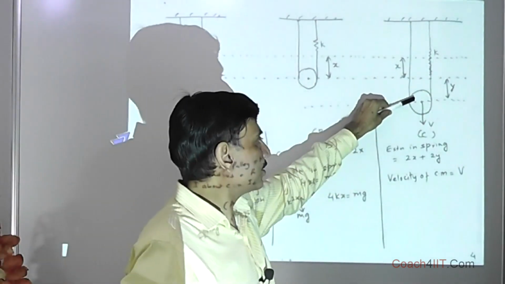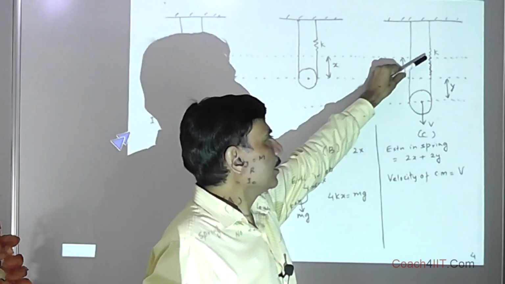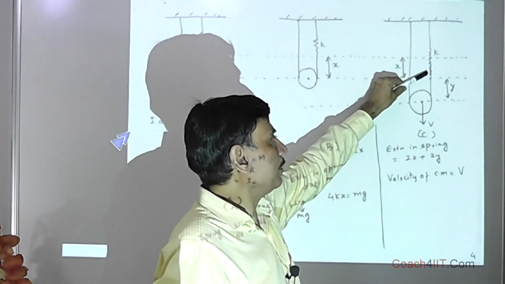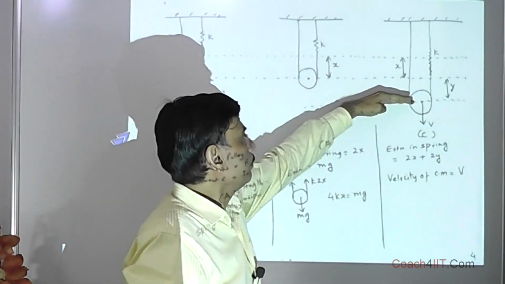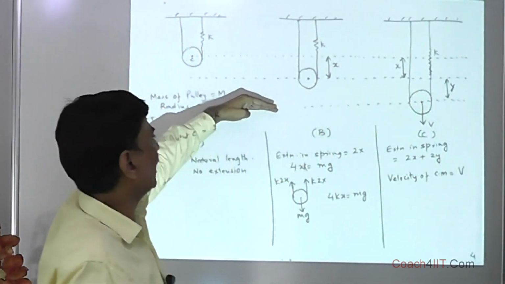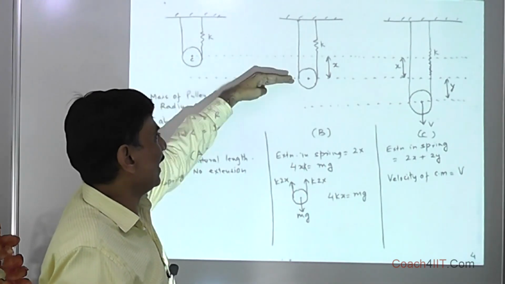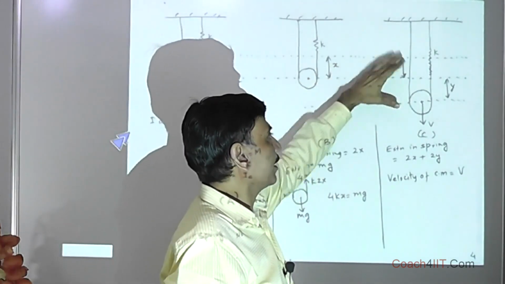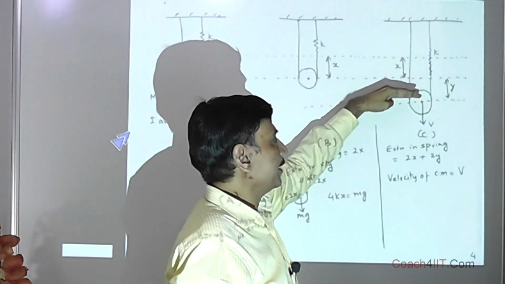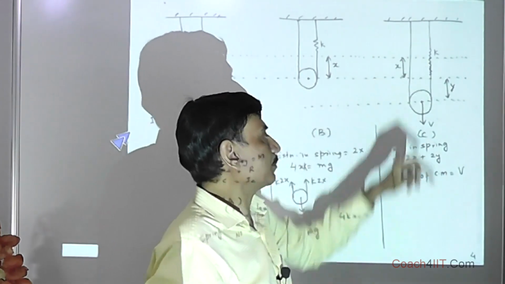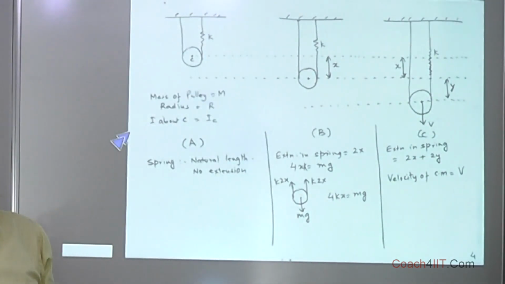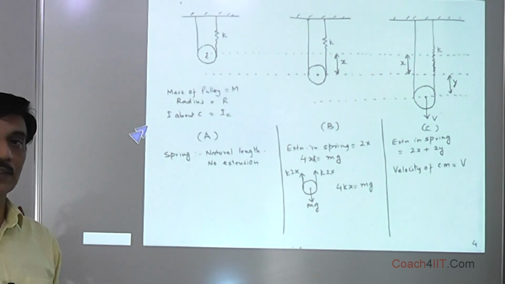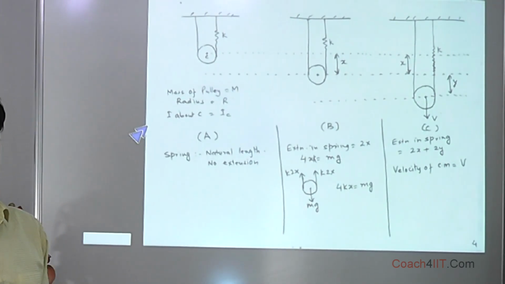So at this instant, it has a velocity v. The spring has extended, the total extension of the spring is 2x plus 2y, and this pulley has gone from this level to this level, that is, it has gone down by a distance x plus y. The stretch in the spring is 2x plus 2y, and this pulley, which has a mass m, has a velocity also, that is kinetic energy also. Now let's use the energy conservation method and find the time period of the oscillations.